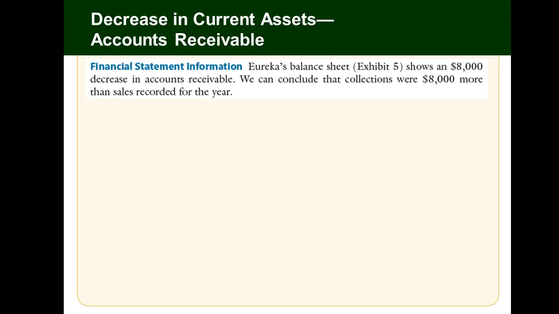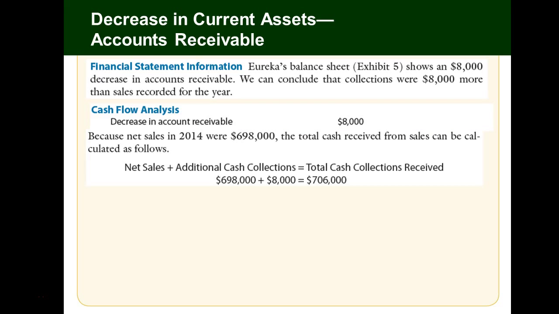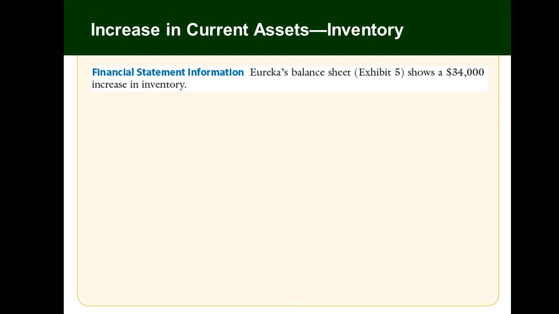So as we went through some examples, when Eureka's balance sheet shows an $8,000 decrease in accounts receivable, we decide that collections were $8,000 more than sales recorded for the year. That's why we add that back to net income. So in cash flow analysis, a decrease in accounts receivable gets added back.